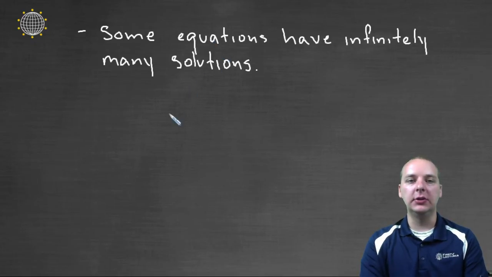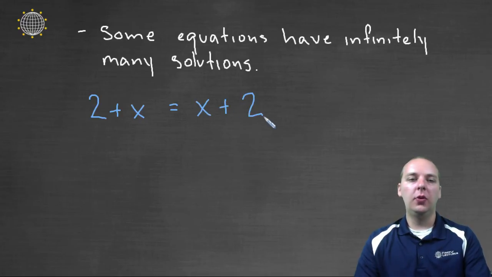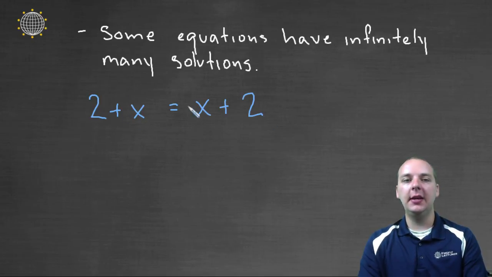All right, and the last thing I wanted to mention was the fact that some equations have infinitely many solutions. Here's an example. Let's say you had something like 2 plus x equal to x plus 2. Well, 2 plus x is the same thing as x plus 2 regardless of your choice of x. 2 plus 10 equals 10 plus 2. 2 plus 7 equals 7 plus 2. So for every x you would have a solution.